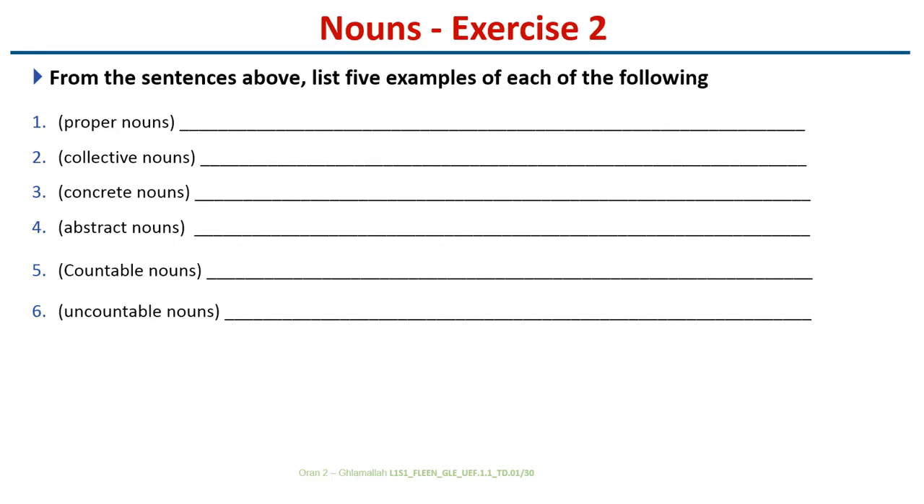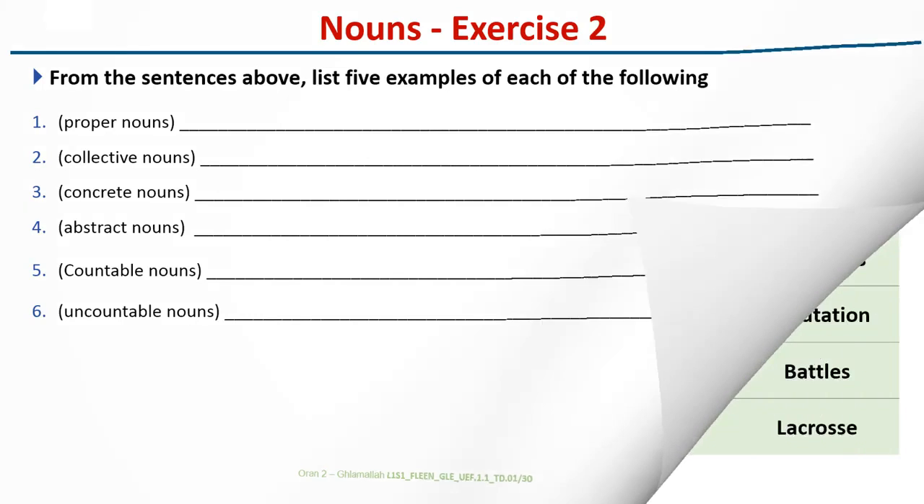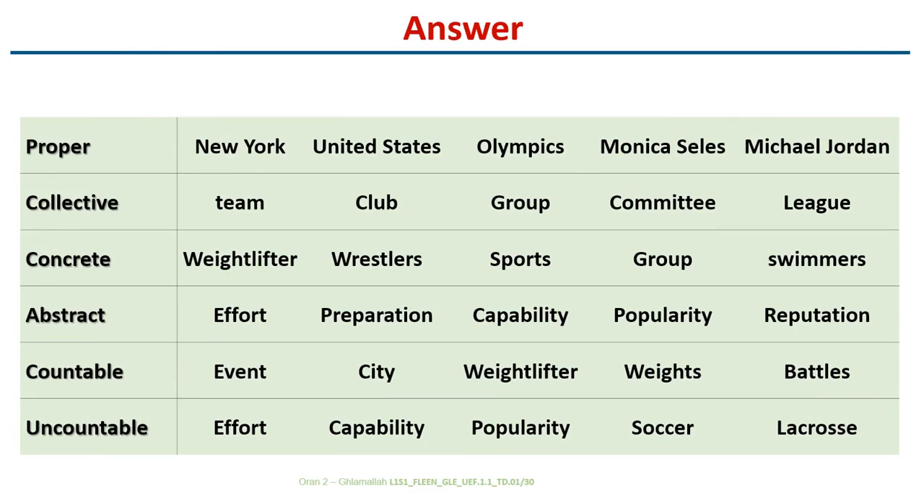Now take a piece of paper, pause the video again and use the previous underlined nouns. From the sentences above, list 5 examples of each of the following: proper nouns, collective nouns, concrete nouns, abstract nouns, countable nouns, and uncountable nouns. The answers can be as follows.